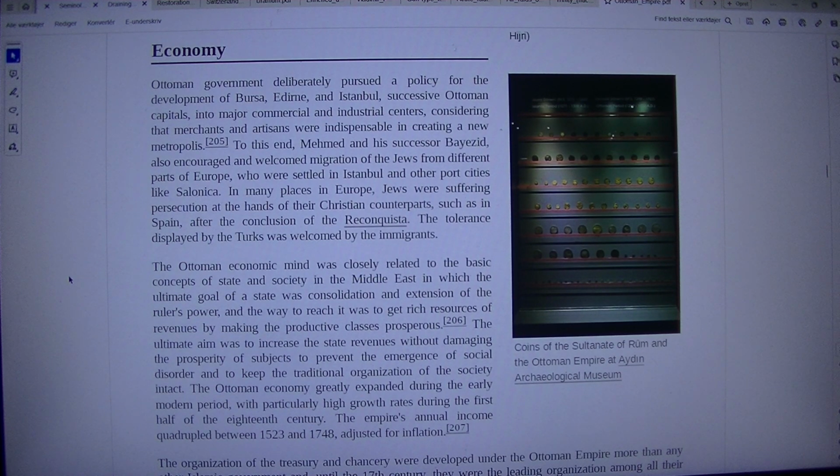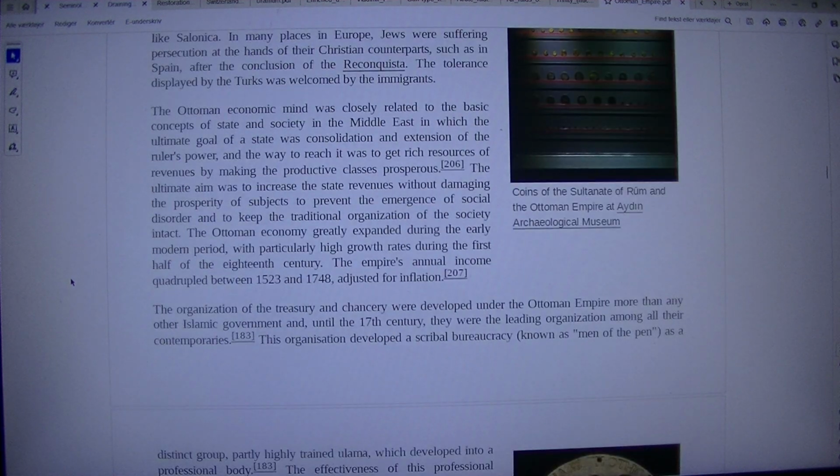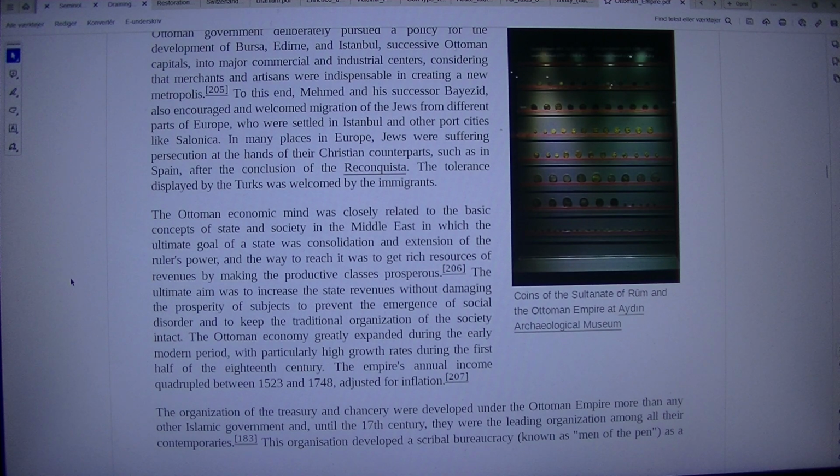The Ottoman economic mind was closely related to the basic concepts of state and society in the Middle East, in which the ultimate goal of a state was consolidation and extension of the ruler's power, and the way to reach it was to get rich resources of revenues by making the productive classes prosperous. The ultimate aim was to increase the state revenues without damaging the prosperity of subjects, to prevent the emergence of social disorder and to keep the traditional organization of the society intact.